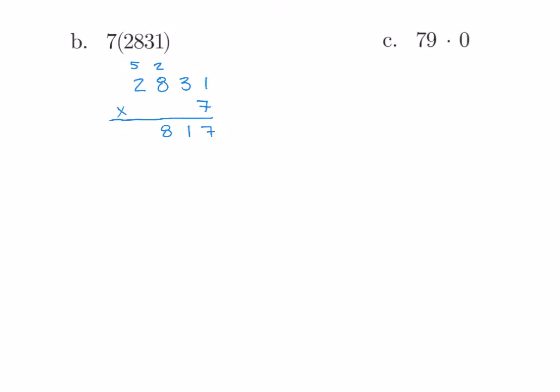And then finally, 7 times 2 is 14. We add the carried digit, 14 plus 5 is 19. So our final answer is 19,817. All right, that's example B. And now if we look at example C, we don't need to do any work on this one because remember that any number times 0 is 0.